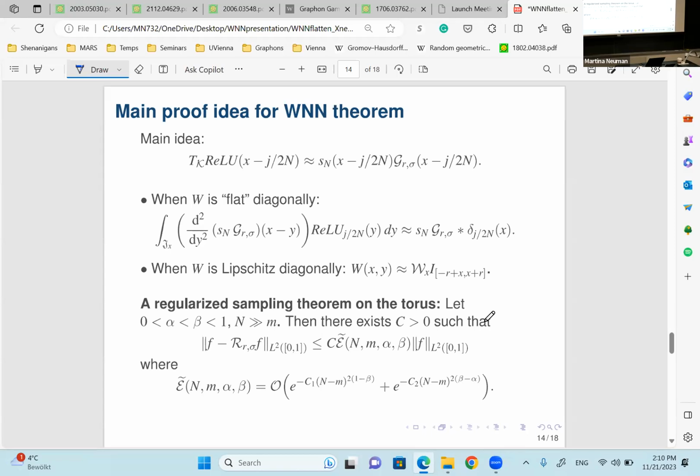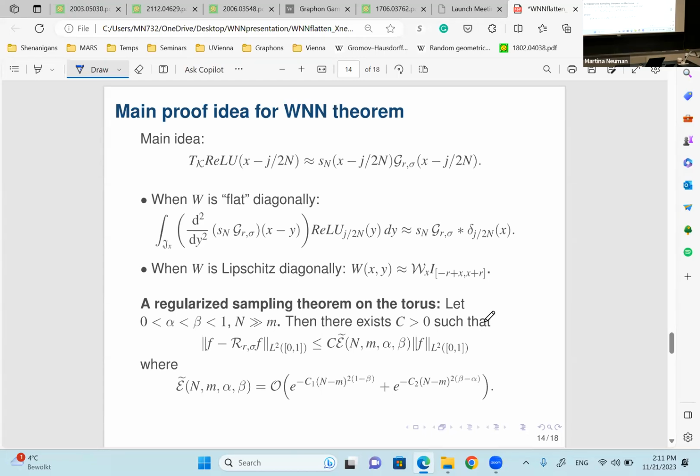If I take a look at this formulation right over here, this is just integrating against K, K looking like this when W is flat along the diagonal band. So suppose that you have W like just 1 along the diagonal band. Now you could see integration by parts is going to give you the second derivative of ReLU, which is basically just a direct mass. But this one is exactly that. That is what I said.